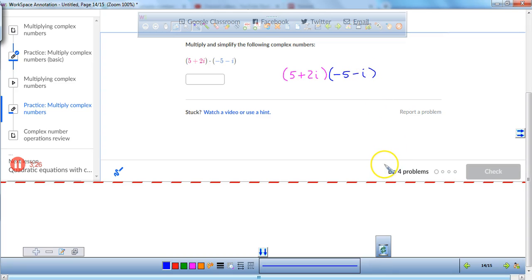And so what we need to remember is how to do the FOIL method. So I'm going to review the FOIL method, which represents what's called the first, the outside, the inside, and the last product. So I'm going to write first. You could follow along if you want. Feel free to pause me as much as you want.